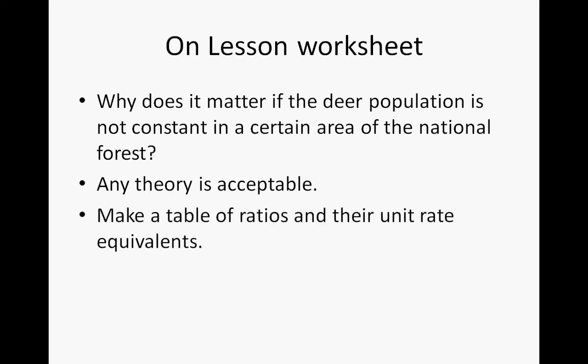All right, so we're going to start off by making a table of the ratios and their unit rate equivalent. So that you can do on your lesson worksheet. You should have space there to do that. So identify the ratios and then also determine what is the unit rate between each one of them. When you're done with that, go ahead and continue the video.